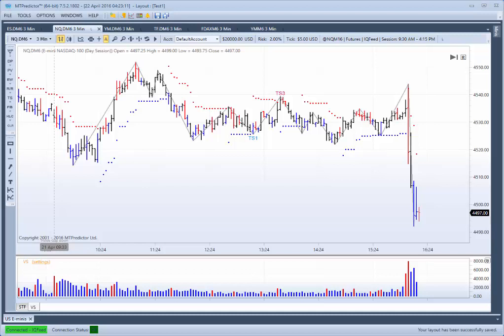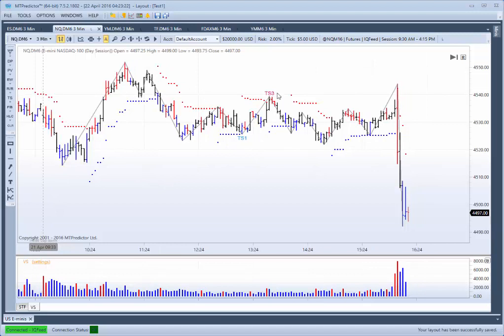In today's MTPredictor video, I'd like to look at how to gauge the large degree trend, and I'd like to look at the NQ from yesterday, which was the 21st of April. You can see we had a couple of potential trade setups yesterday. We had a TS1 buy around lunchtime, and a bit later on we had a TS3 sell. So which ones of these should you have been taking?